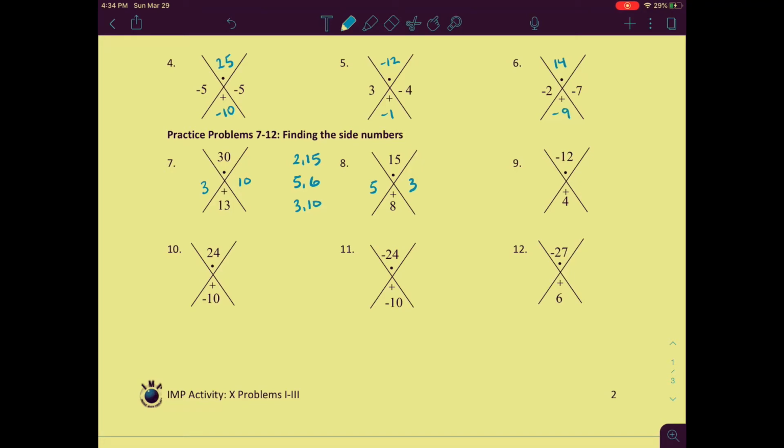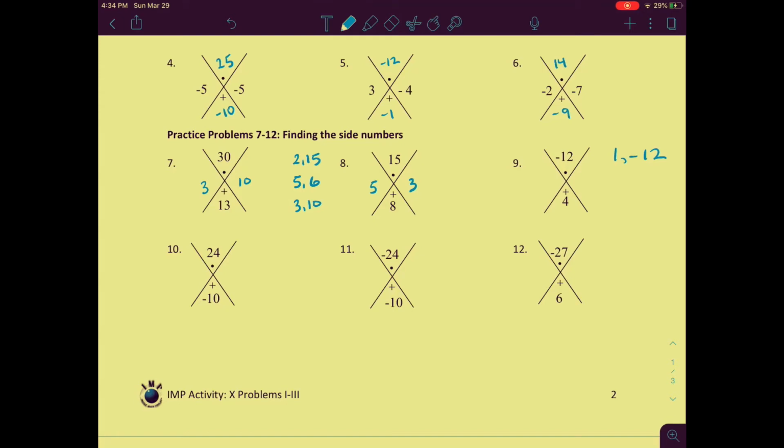So for number 9 here, we're going to think of two numbers that multiply to negative 12 and add up to 4. So what I like to do first is list out the pairs of numbers that multiply to 12. So for example, 1 and 12, right? And I notice that one of the numbers has to be negative. Now if I put a negative in front of this 1 here, that product does give me negative 12. But if you notice, when you add them up, it doesn't give me 4. So I know that doesn't work.